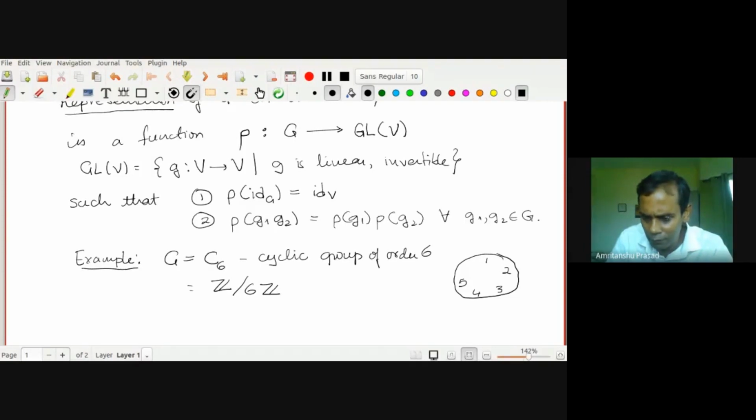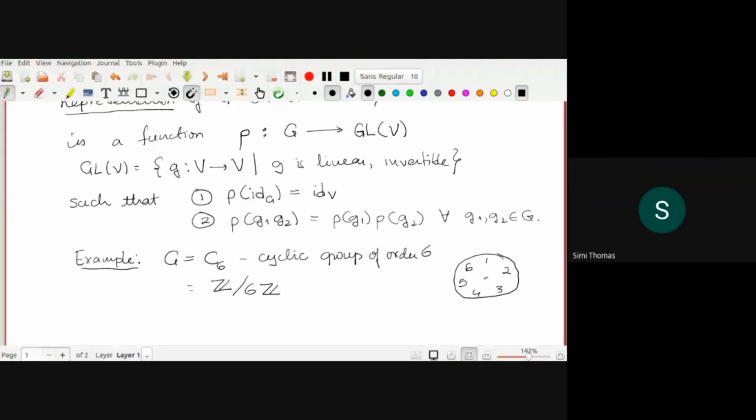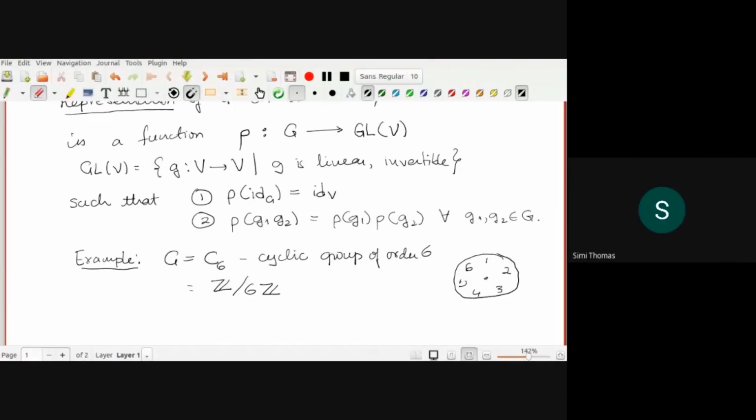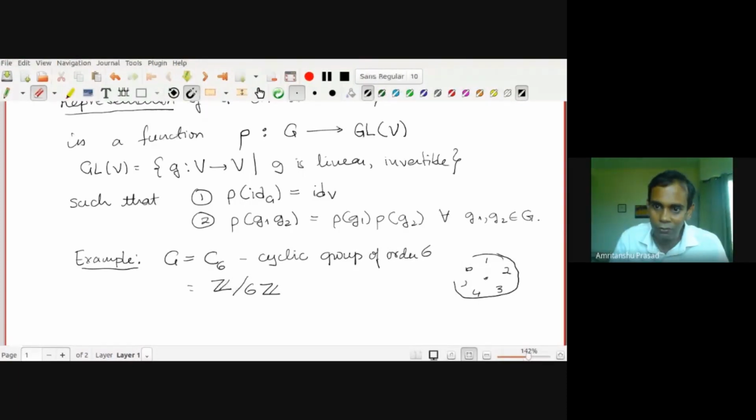You have only 6 hours, and after 1, 2, 3, 4, 5, 6, you go back to 1. That's like 12 o'clock. So if it's 4 o'clock, then 4 hours later it will be 2 o'clock, in a 6-hour clock. So this is the integers mod 6, residue classes mod 6. And this is a group under addition of residue classes.